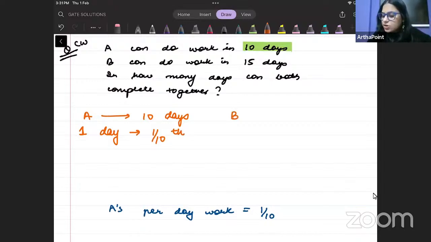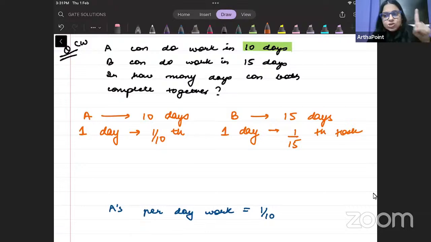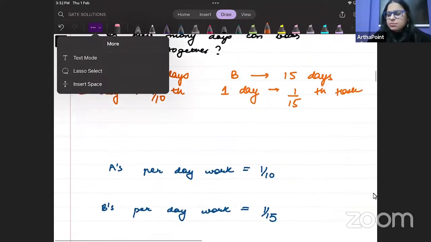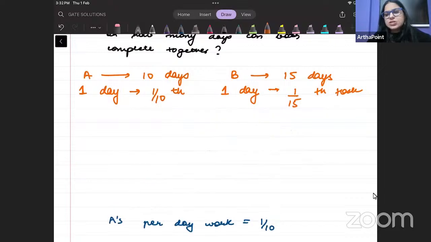Similarly, if B can do the task in 15 days, so in one day, how much of the task can he do? He can do 1/15 of the task, right? Now I am putting A and B together. How much of the task will A and B be able to do together in one day?